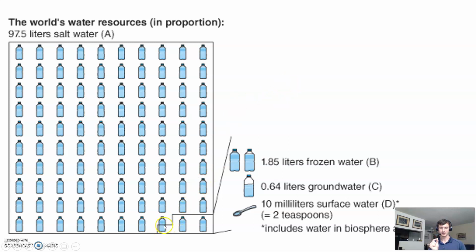Of the remaining bit, 2.5 liters, that is fresh water, 1.5 liters of that is frozen, making it very, very difficult to access or to use. 0.64 liters, so about half a water bottle, is going to be groundwater, and a lot of this, most of this even, is inaccessible. And then 10 milliliters, or about 2 teaspoons, would be our usable surface water, lakes and rivers.